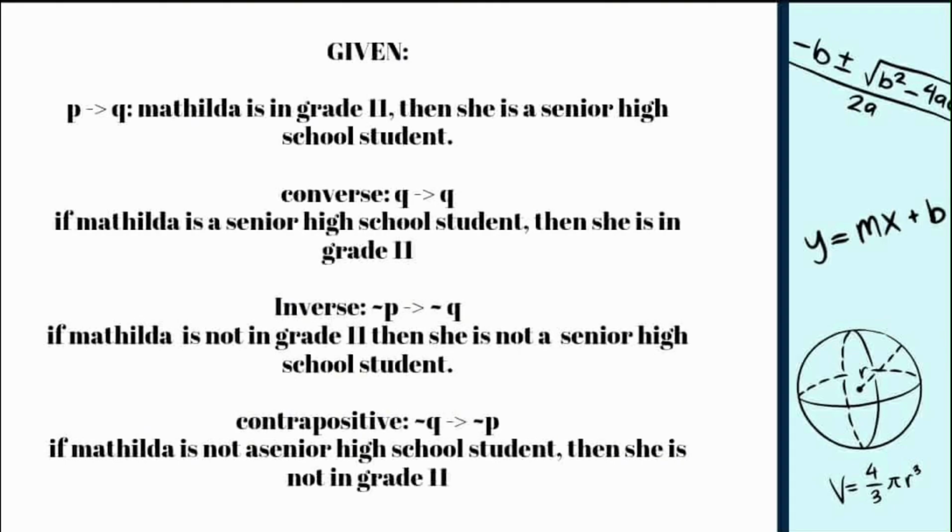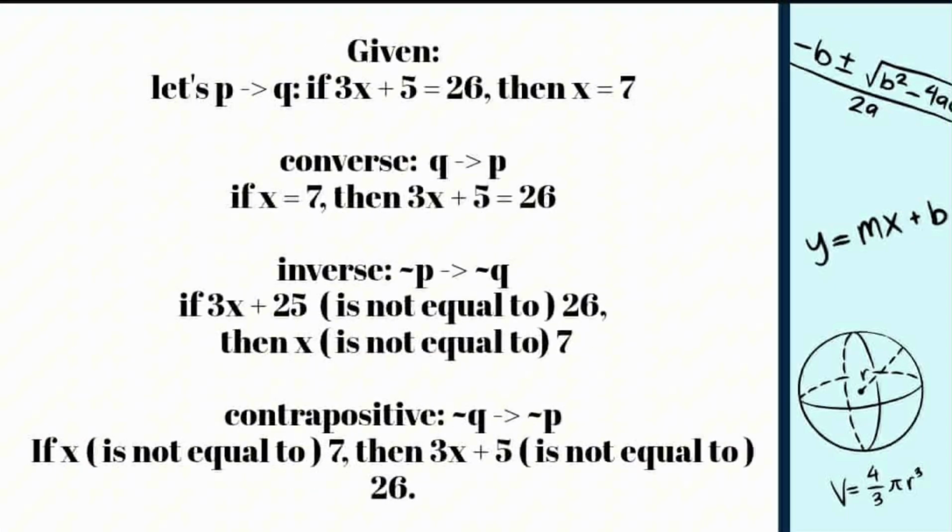So this is the given, P then Q: If Matilda is in grade 11, then she is a senior high school student. So let's find the converse, or Q then P: If Matilda is a senior high school student, then she is in grade 11. The inverse, or not P then not Q: If Matilda is not in grade 11, then she is not a senior high school student. The contrapositive, or not Q then not P: If Matilda is not a senior high school student, then she is not in grade 11.